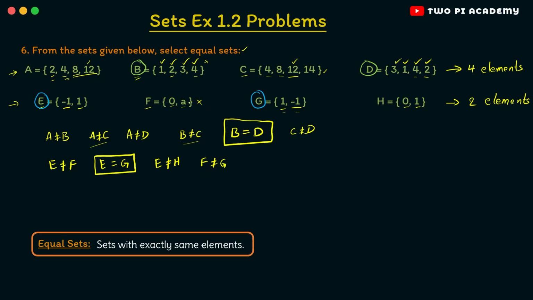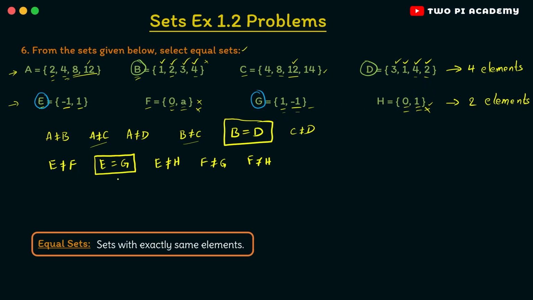And then you will compare F and H. 0 is in both of these sets, but set H has 1 which is not in F, and set F has A which is not in H. So F is not equal to H. Now finally we just have to compare G and H.